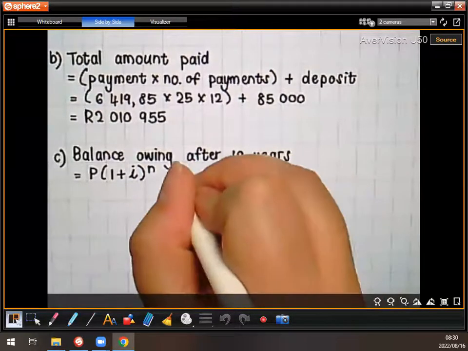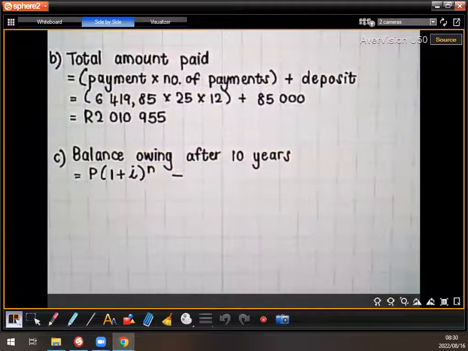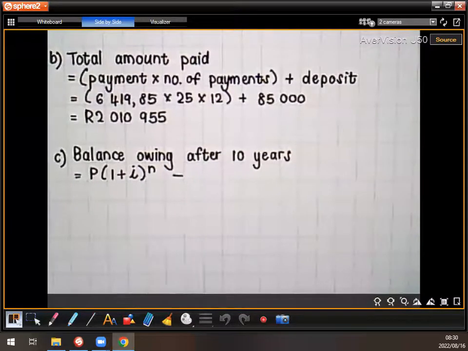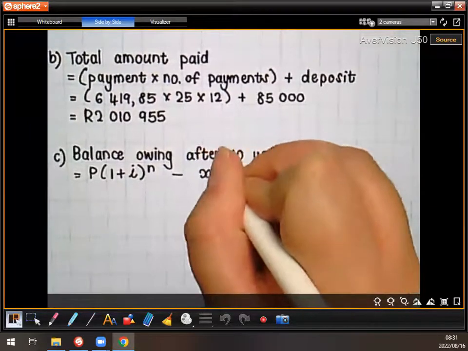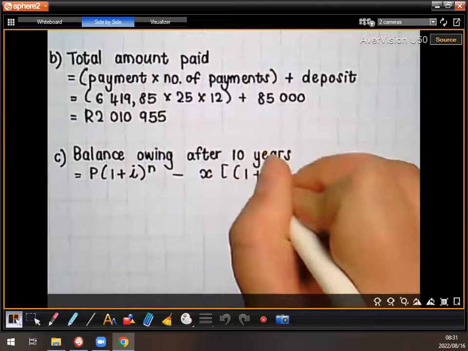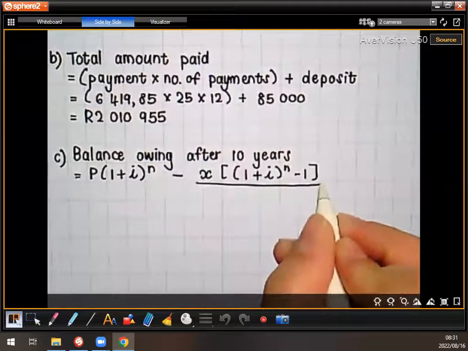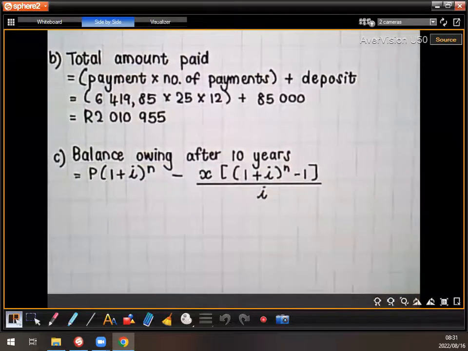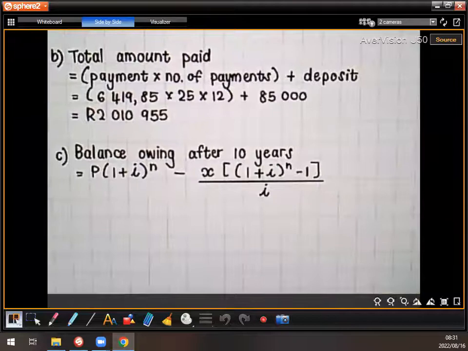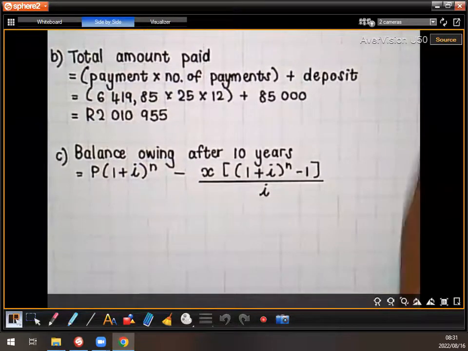But then, of course, he has been making payments, right? So to get the balance, we're going to subtract the value of the actual payments that he's been making every month, and we're going to see that almost as if it's an investment. So you'll see now what I mean by that. We're going to minus the future value of all of the payments that he has been making for 10 years. I'm going to write a little note here.